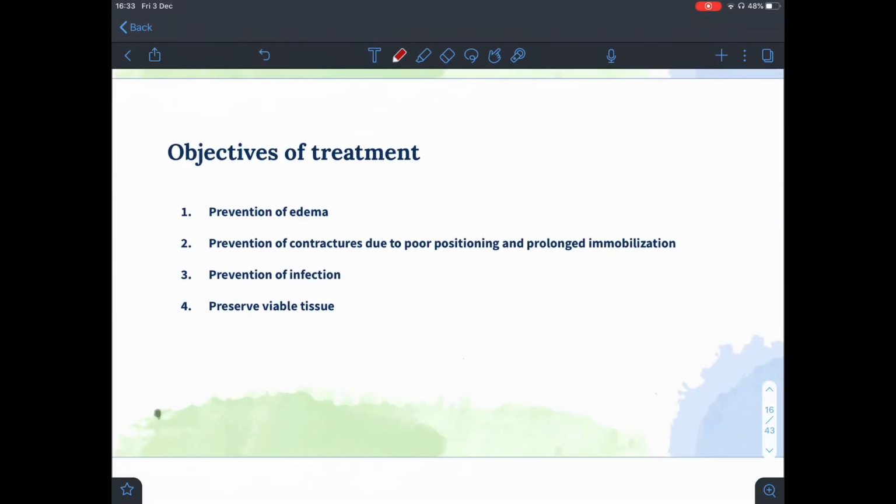The objectives of treatment: we want to prevent edema. Okay, we want to prevent contractures. Why we prevent edema? And we want to prevent fluid loss. حلو. We want to prevent contractures عشان ما يكون في disability أو تشوه في شكل الجسم بعدين due to contractures due to poor positioning and prolonged immobilization. So we try to avoid these two things: poor positioning and prolonged immobilization with patients during our treatment. And we want to prevent infection, of course, and we want to preserve as much as possible of the viable tissue. Okay.